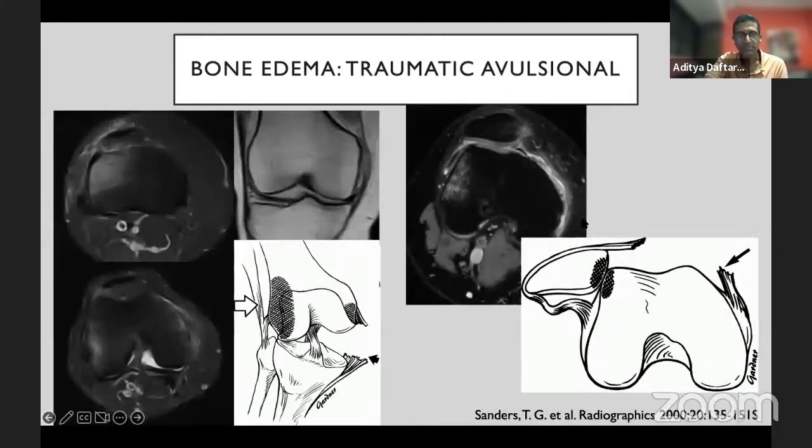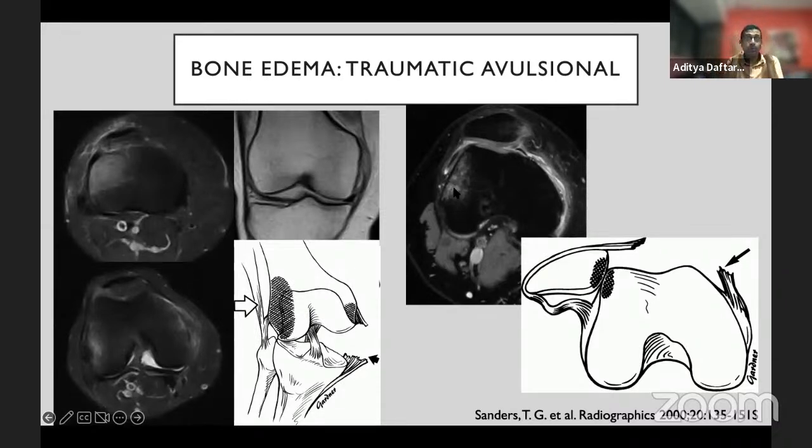With an MCL sprain, what you tend to see is, because of the clip injury, you'll see lateral impaction bone marrow edema in the femur, and you'll see medial avulsional bone marrow edema at the femoral attachment of the MCL. And similarly with patellofemoral, you'll see it at the medial patella and the lateral femoral condyle.